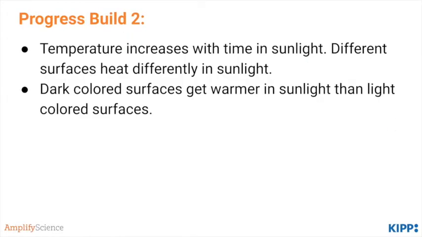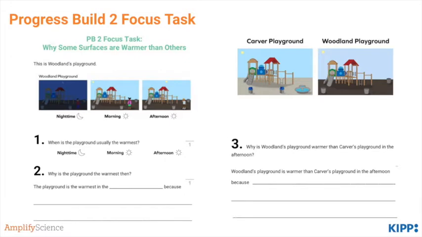By this point in the unit, students should understand Progress Build 2. Temperature increases with time and sunlight. Different surfaces heat differently in sunlight. Darker colored surfaces get warmer in sunlight than light colored surfaces. Students show their understanding by completing the Progress Build 2 focus tasks shown here. Go ahead and take a few minutes to complete the task and then check back here for exemplar responses.